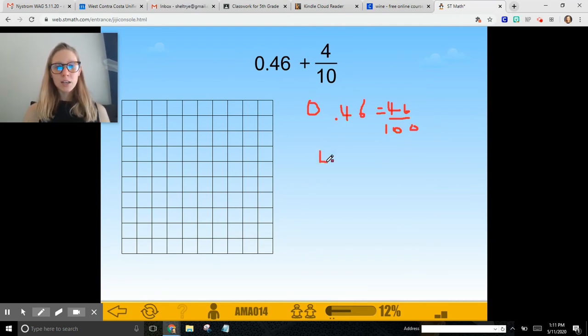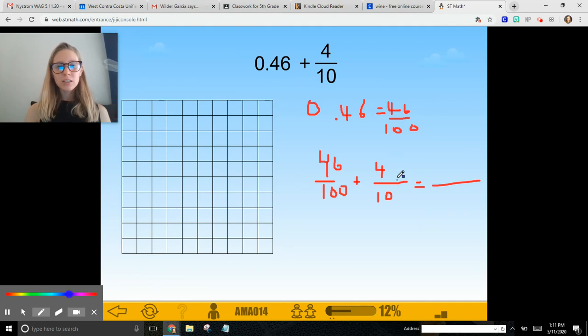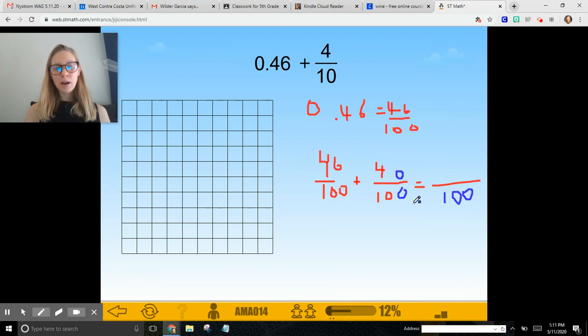So now I have 46 hundredths, and hundredths is with a THS, plus 4 tenths. And this one is a little bit similar to the last one, except these have different denominators, so we can't just add them straight across. So in order for this to work, we're going to add a 0 to the tenths place, the 4 tenths, so that way my new denominator will now say, they will both say 100. So in order for us to add fractions, they have to have the same denominator, and if they don't say the same denominator, we have to change them so they do.